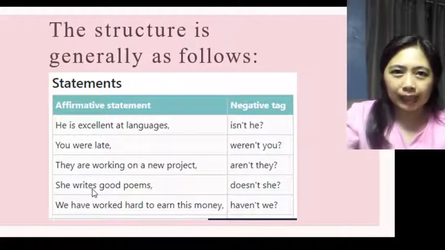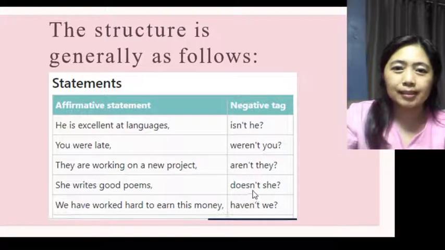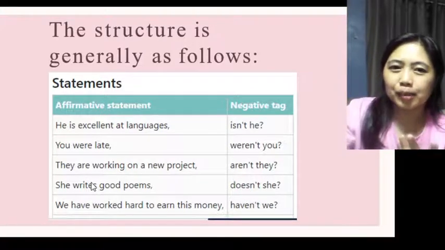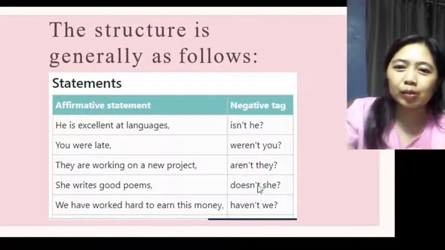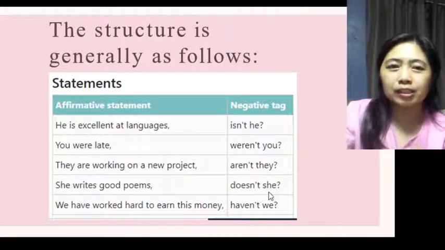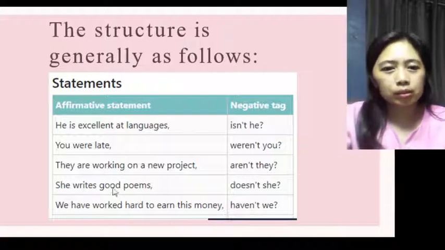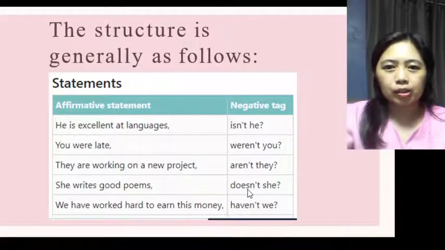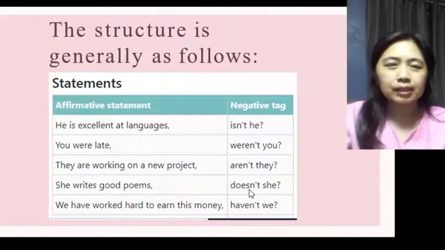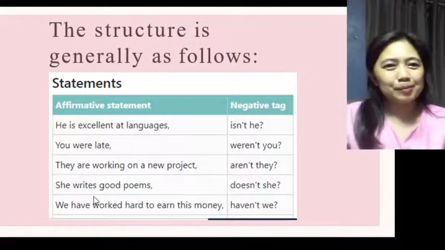So in this case, the auxiliary that you will use is do, does, did. Since this is in the simple present, you use the auxiliary does. Since it's in the positive part, your tag question will be in the negative: doesn't she? If it's in the past, for example, "She wrote good poems," then what you have here is didn't. Didn't she? I hope that's clear.